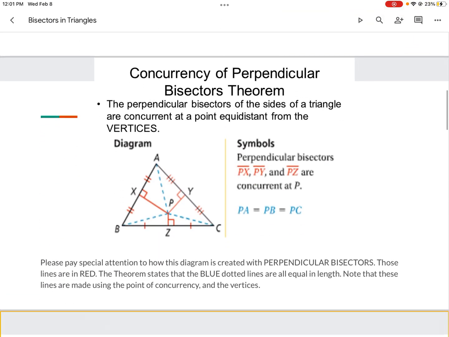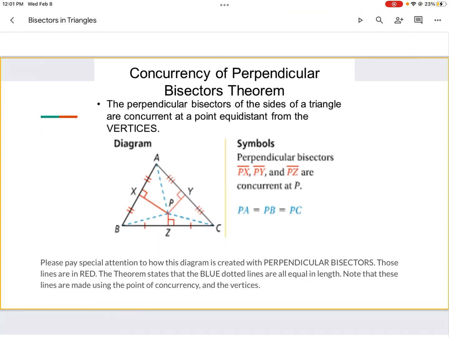Now, here is a new theorem. It's called the concurrency of perpendicular bisectors theorem. This states the perpendicular bisectors of the sides of a triangle are concurrent at a point equidistant from the vertices. So just read that once or twice. I'm going to pause the video, write it all down, and let's talk about what I have written at the bottom.